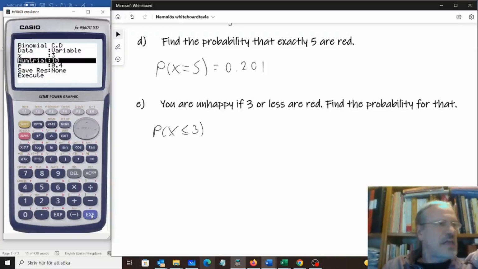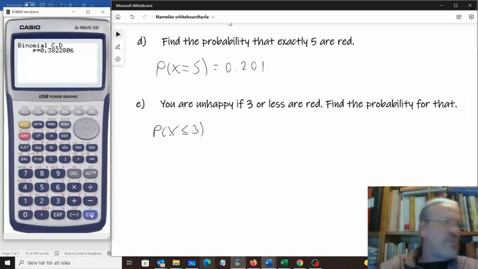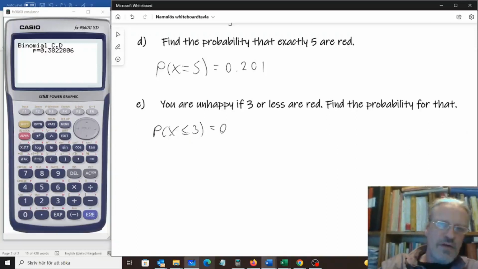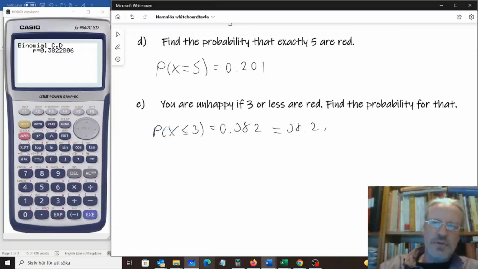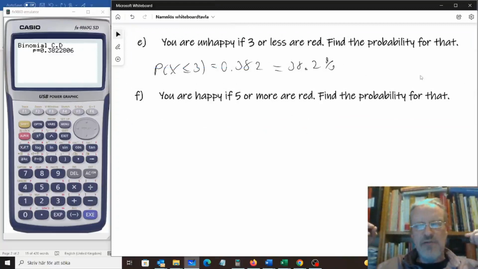And this will calculate the probability that we get from 0 to 3. So in other words, this calculates the probability that x is 0 plus the probability that x is 1 and x is 2 and x is 3. So we can just press exit here, and we see that that will end up being 0.382 or 38.2%.